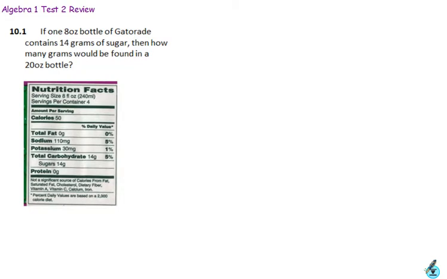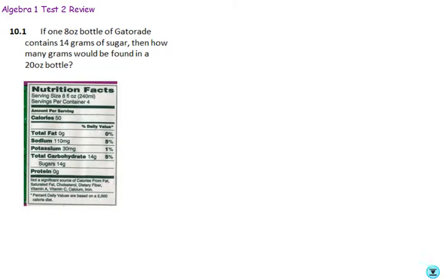All right, so last question, number 10. And this question is actually very similar to what we just did in number 9. On number 9, we were finding the cost per ounce. And so here we're finding something slightly different, but it's going to be the same idea.